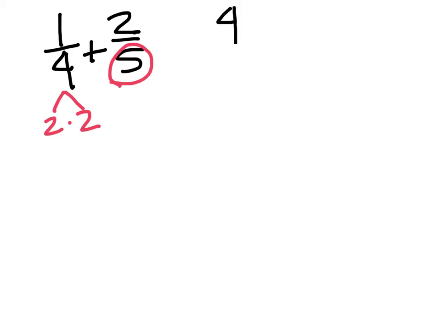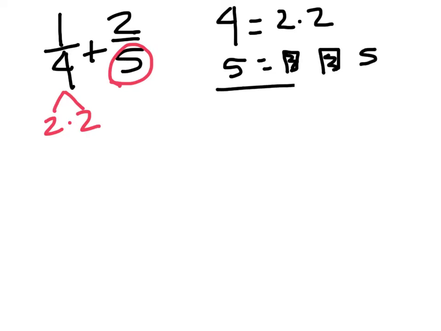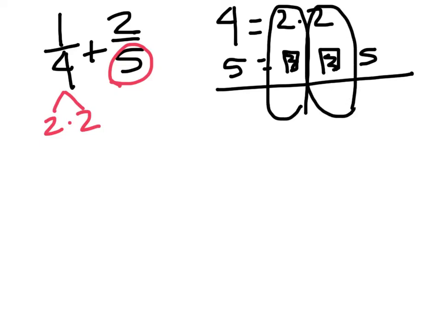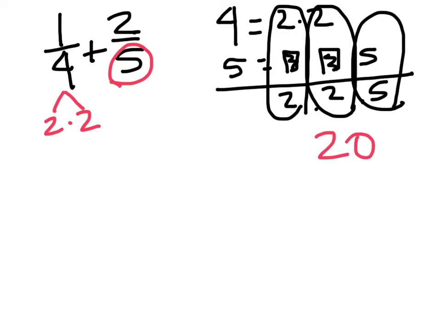So the primes for 4 are 2 times 2. The primes for 5, well, we don't have any 2's, but we have a 5. Remember, everybody gets to come to the party. So we bring down this 2, we'll bring down this 2, and we'll bring down a 5. So we'll have 2 times 2 times 5. Our new LCD is, like I said, 2 times 2 times 5, which equals 20. So now this is our new LCD, our new least common denominator. We now have a new denominator.